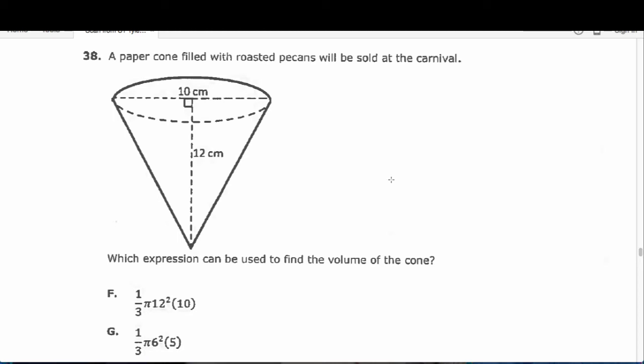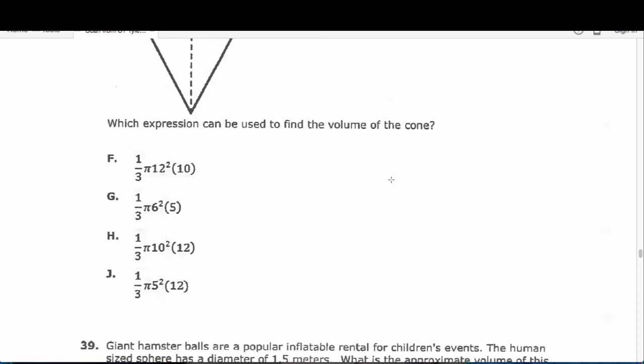Question 38. A paper cone filled with roasted peanuts will be sold at the carnival. Which expression can be used to find the volume of the cone? F. 1/3 pi 12 squared times 10. G. 1/3 pi 6 squared times 5. H. 1/3 pi 10 squared times 12. J. 1/3 pi 5 squared times 12.